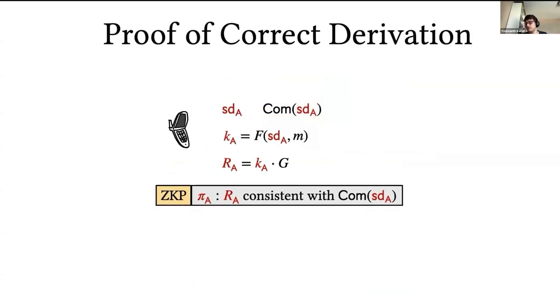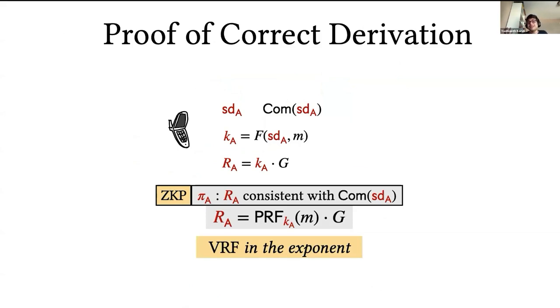But now what actually goes into this proof? I've written down all the values here. For the phone in this case, there's its long-term seed, there's a commitment to its seed, and then there's the statement that the nonce that is derived is consistent with the commitment and the seed. Specifically, the statement it has to prove is that it's applied the PRF correctly and performed an exponentiation on the PRF output. And this is essentially a VRF in the exponent, like a verifiable random function in the exponent. It's really important that we aren't proving the PRF output in the clear, but instead we are proving that the PRF output has been computed correctly, and then an exponentiation has been performed on the output.